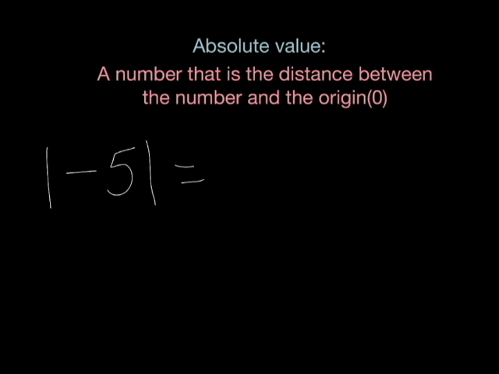The absolute value of -5. The two straight lines that are beside -5 mean absolute value. We've got to remember that these lines mean absolute value. Now, the definition once again for the absolute value is the distance between the number and the origin, which is 0. So on a number line, I have the numbers out to -5.